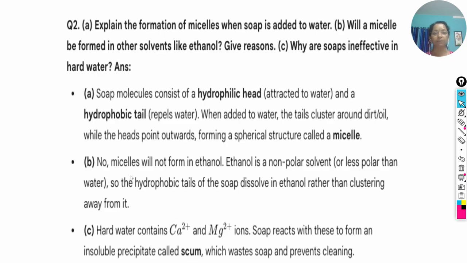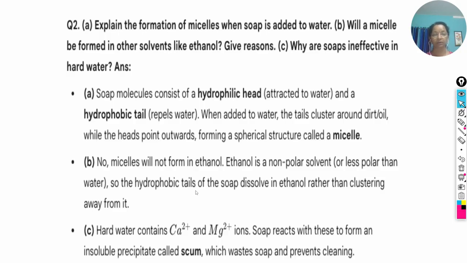Then, will a micelle be formed in other solvents like ethanol? No, micelles will not form in ethanol. Ethanol is a non-polar solvent. We know the soap has an ionic end, which will dissolve only in polar solvents. So ethanol is not a polar solvent, and no micelle formation will take place. So what happens is the hydrophobic tail will dissolve in ethanol.